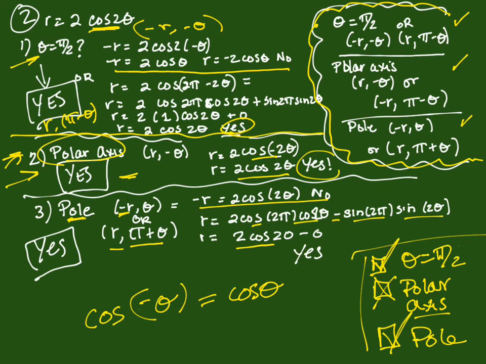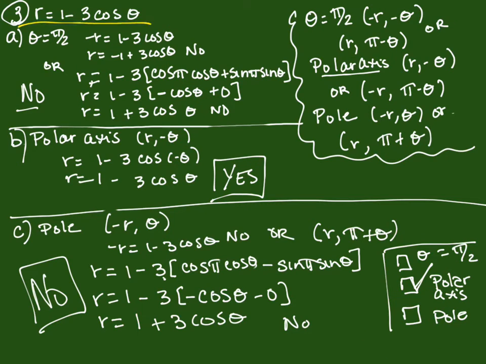Number 3 in your homework is r equals 1 minus 3 cosine theta. You're thinking cosine? Polar axis probably, but we have to check all of them. I rewrote my rules over here, again, trying to get those memorized. If I write them down, I can look up there to help me when I'm getting ready to replace things.